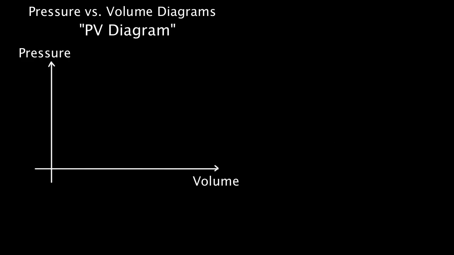Something you see a lot when doing thermodynamics, especially problems involving the first law, are what are called PV diagrams. The P stands for pressure and the V stands for volume, and this gives you a diagram of what the pressure and volume are at any given instant. So what does this mean?